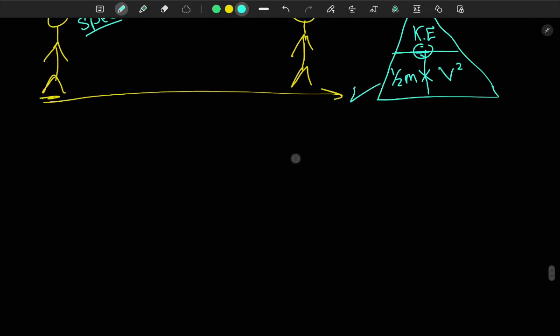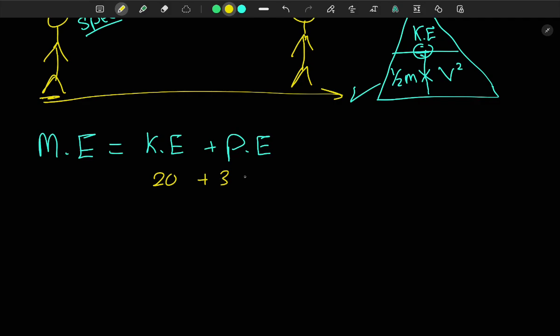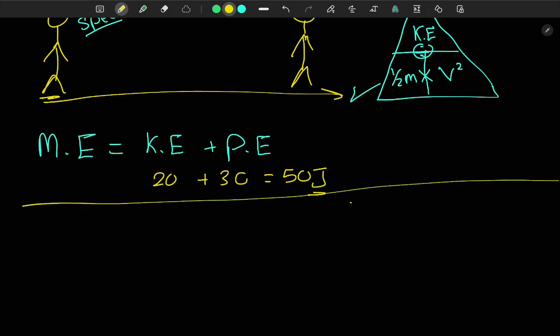The third law we have is mechanical energy. Mechanical energy is the easiest one. Mechanical energy equals kinetic energy plus potential energy. So if the kinetic energy equals 20 and the potential energy equals 30, the mechanical energy equals 20 plus 30 equals 50 joule, and energy is measured in joule.